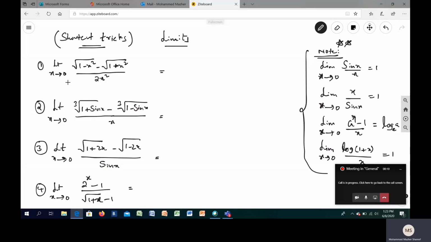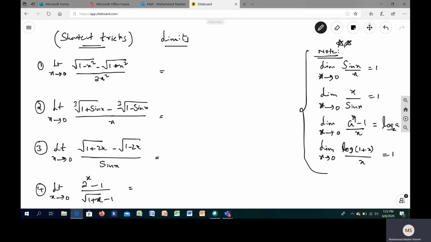Suppose we have a question as limit x tends to 0, irrespective of which root we have, like root of 1 minus x square, or cube root, or in fact any power. For your reference, I have written aside all the formulas that we have. The limit x tends to 0 of sin x by x is equal to 1. This we all know already.